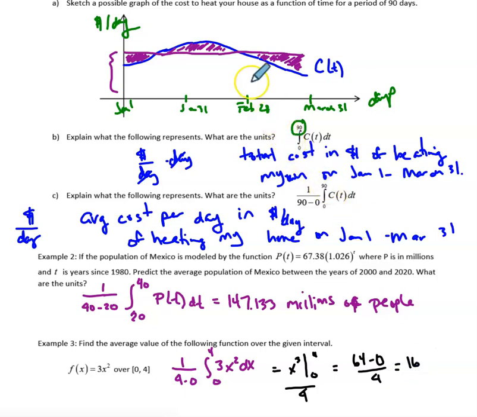And that basically says that the average height of the function 3x squared on the interval from 0 to 4 is 16.